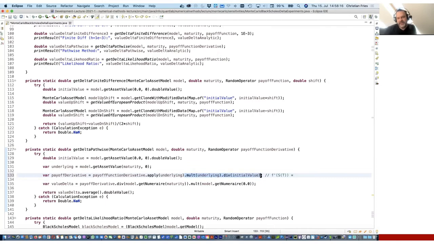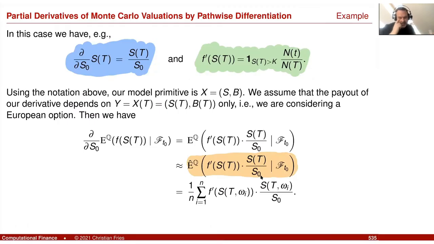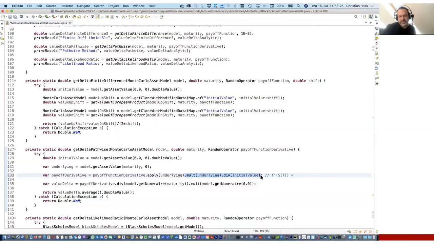Multiplied with my weight. And my weight, if you go back to the slides, is S of T divided by S zero. So it is S of capital T divided by S zero. So this here is the weight. And then you just calculate with this modified payoff the expectation. You see that special knowledge is needed from the payoff function because I need the derivative and not the function itself. But there's also a little bit hidden here, special knowledge from the model, because this weight is only valid for the Black-Scholes model. For a different model, this quantity will be different. So the disadvantage is that it is very specific, very model dependent.